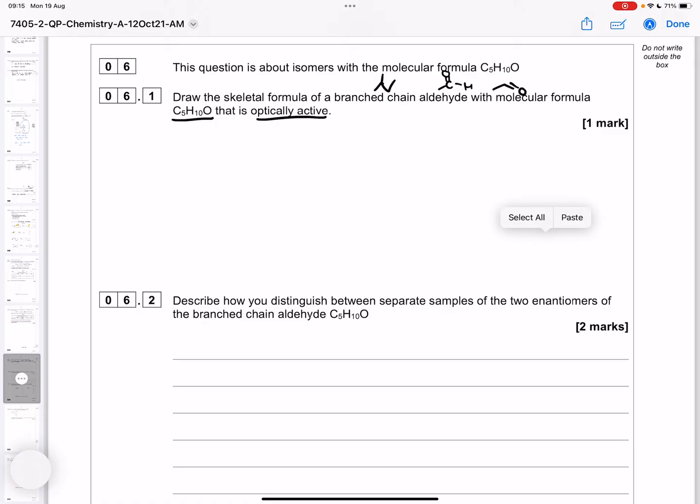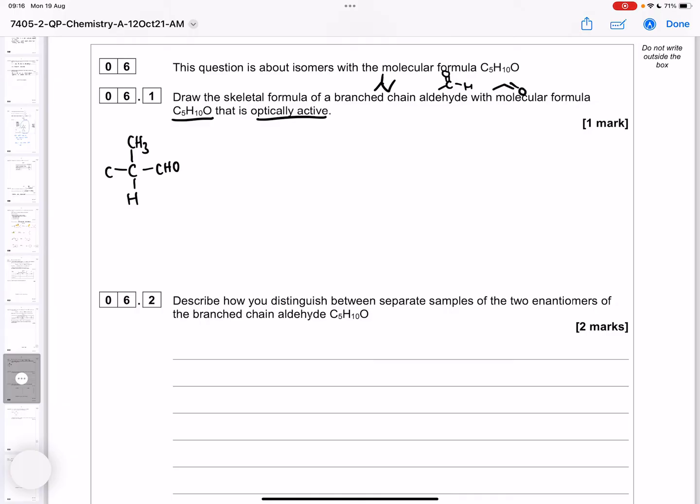So again, I'm going to do a bit of working out, then cross it out. A chiral centre means a carbon with 4 different groups, and I know that one of them is going to be an aldehyde. I know that I've got 5 carbons altogether, and there's already 2 here. I'm going to put a H onto one of these so that I can make it optically active, and I'm going to put a CH3. That leaves me with 2 carbons, and I need it to be branched.